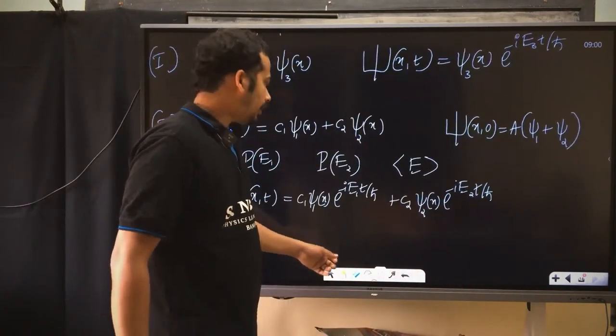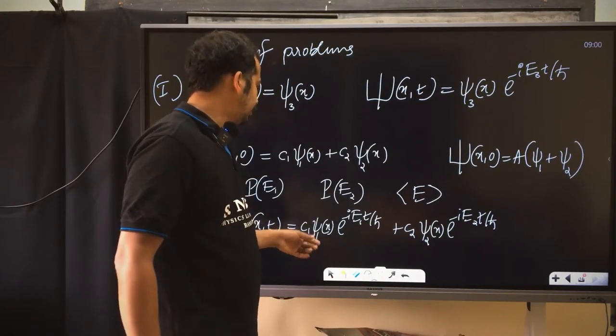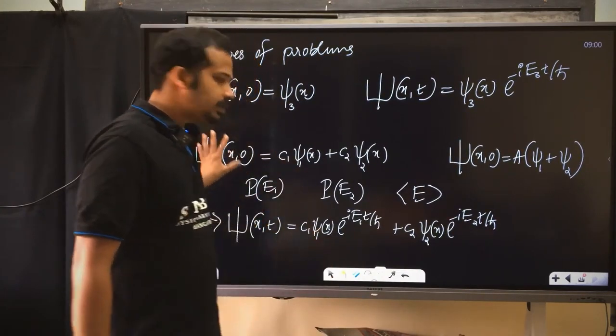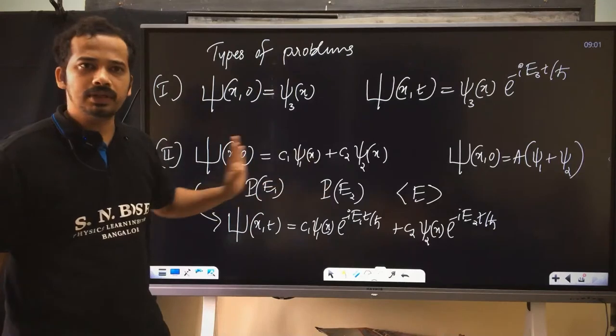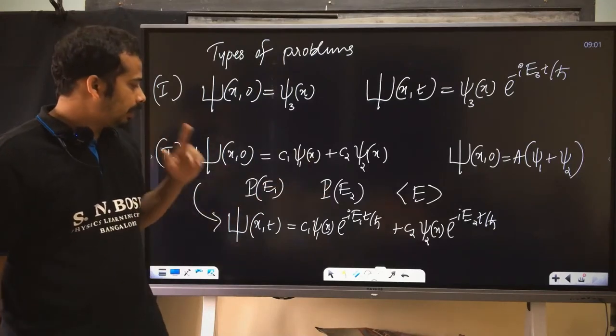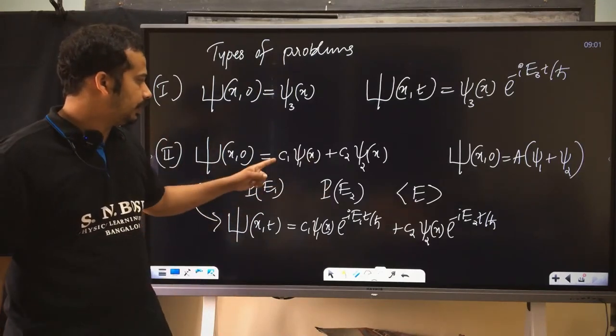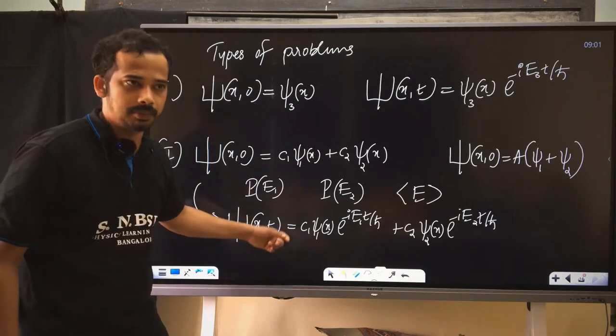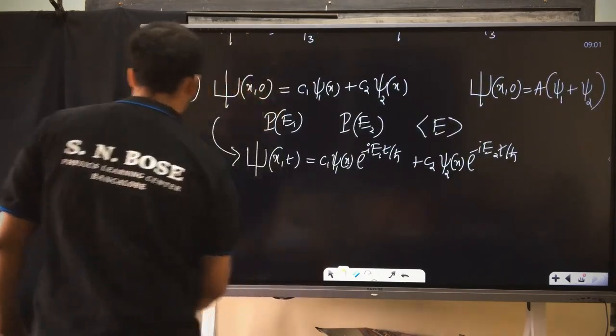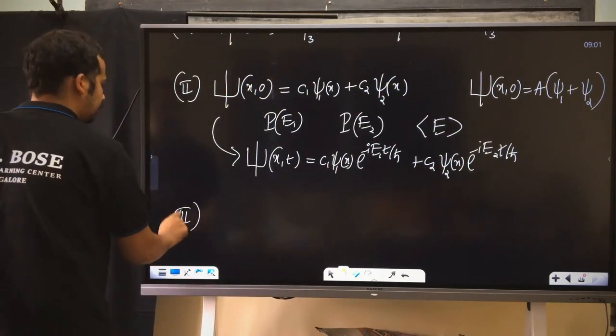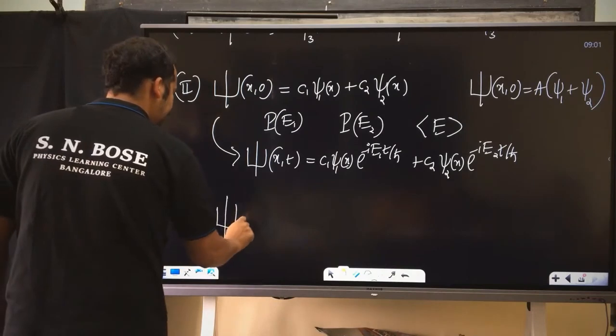Now I will tell you about normalization. This total state also should be normalized to do any interpretation. That normalization you need to do in a different way in this problem and in the next problem. Let me tell you. So the third one, they will give an initial state.